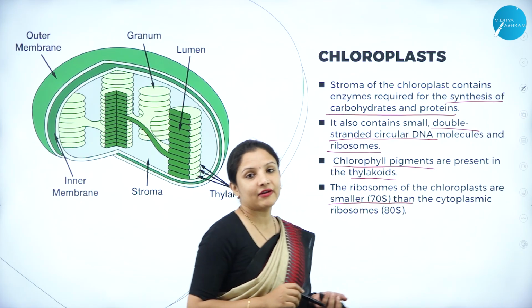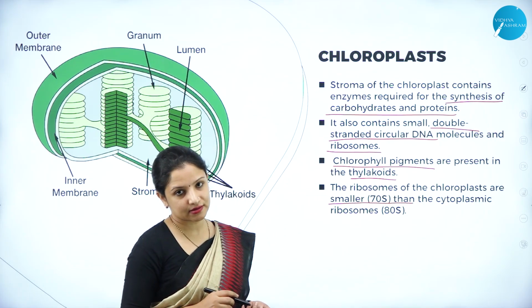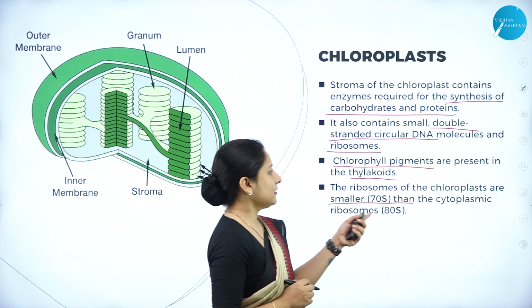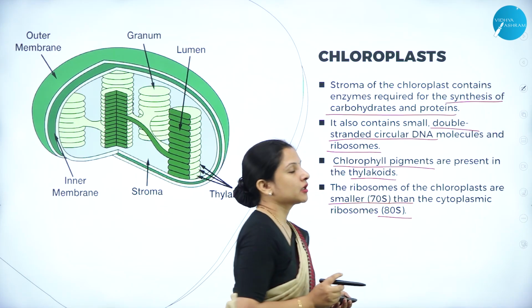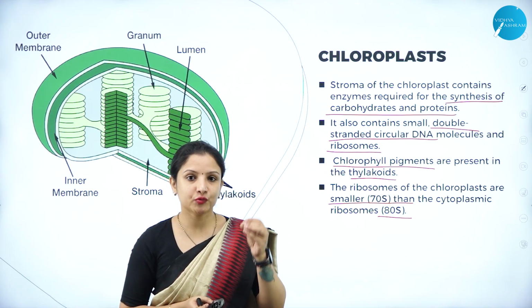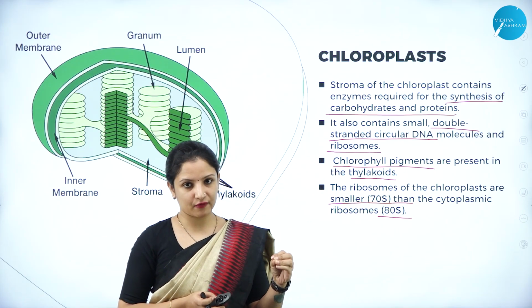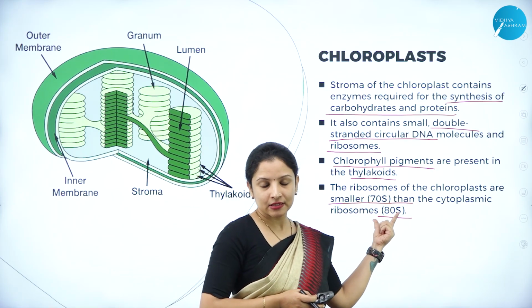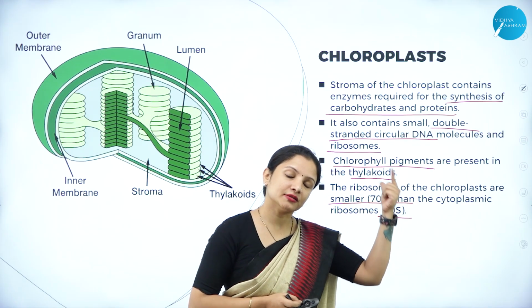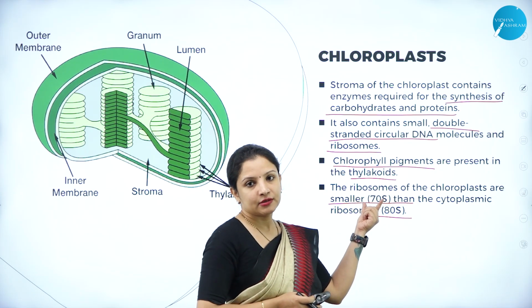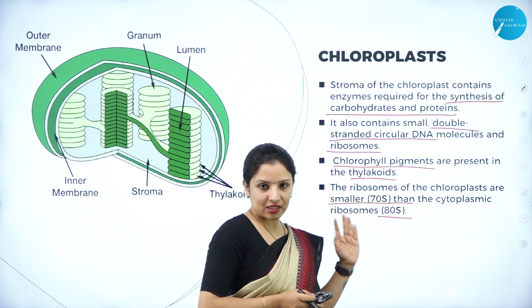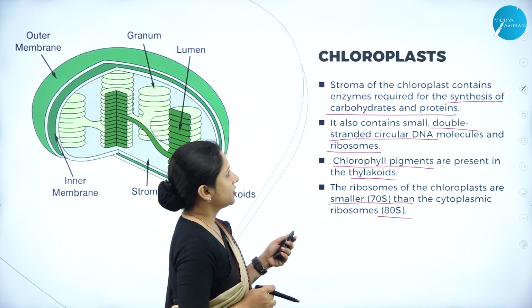And the ribosomes of the chloroplast are smaller, that is, they are 70S. They are made up of 70S subunit ribosomes. And the cytoplasmic ribosome is 80S. So don't get confused. The ribosomes present in the cytoplasm of the cell are 80S. The ribosomes present in the stroma of the chloroplast are what? 70S. So don't get confused in the exam. So this is about the chloroplast.